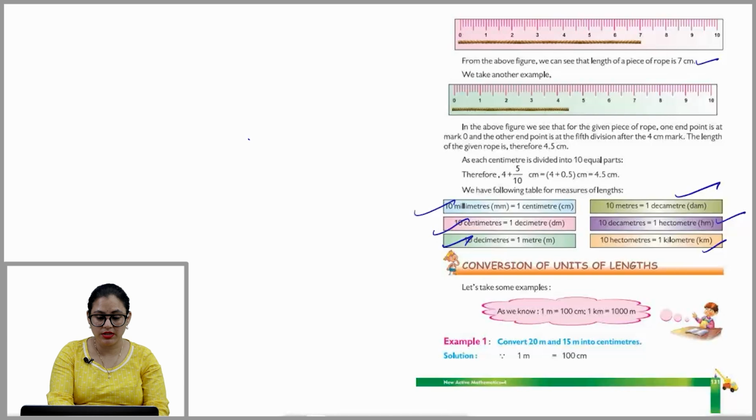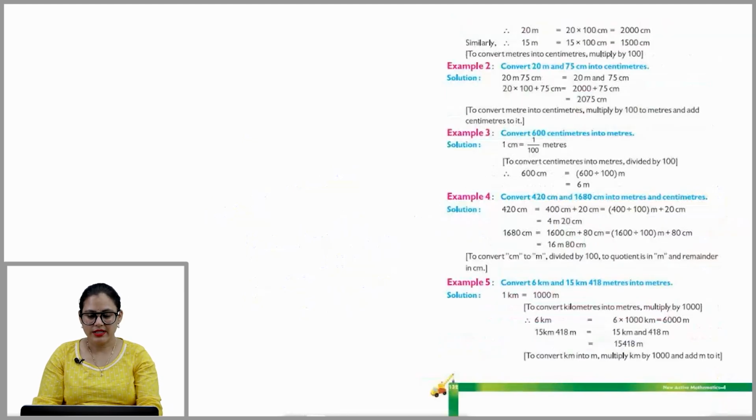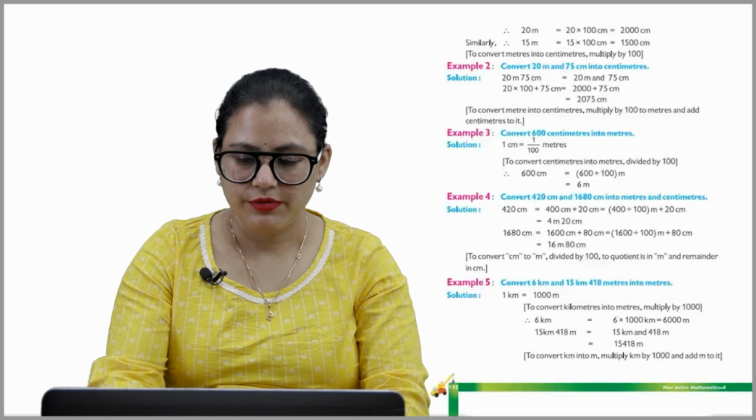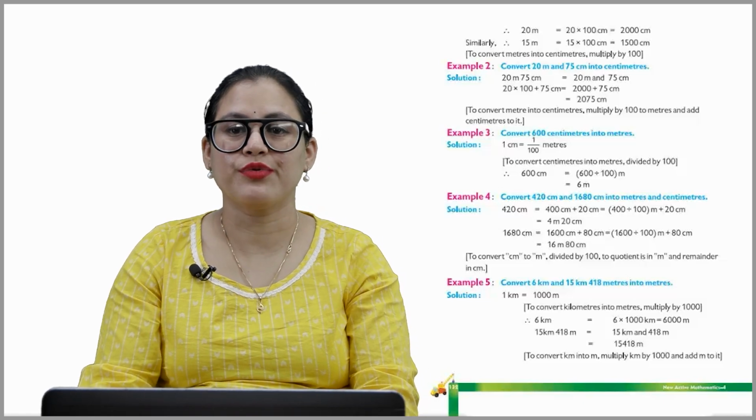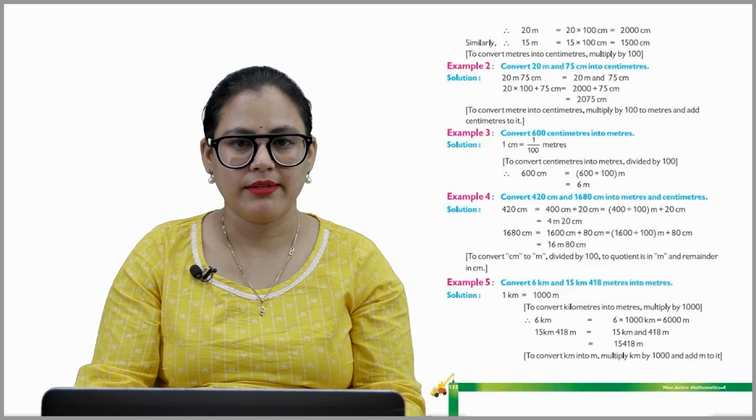20 meter you have and you have to convert it into centimeter. You know 1 meter is equal to 100 centimeter. So 20 meter is equal to 20 into 100, so 2000 centimeter. Similarly, 15 meter, 15 into 100 is equal to 1500 centimeter. To convert meters into centimeters, multiply by 100.